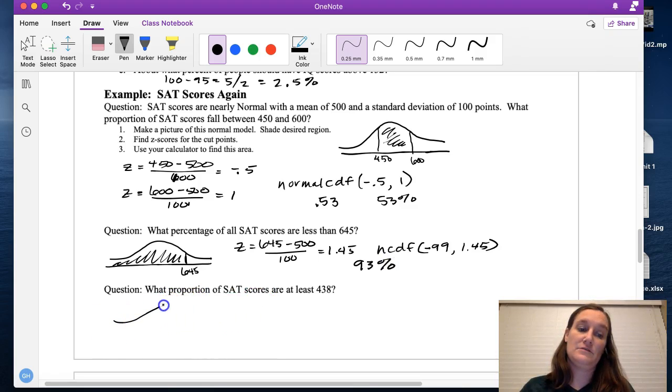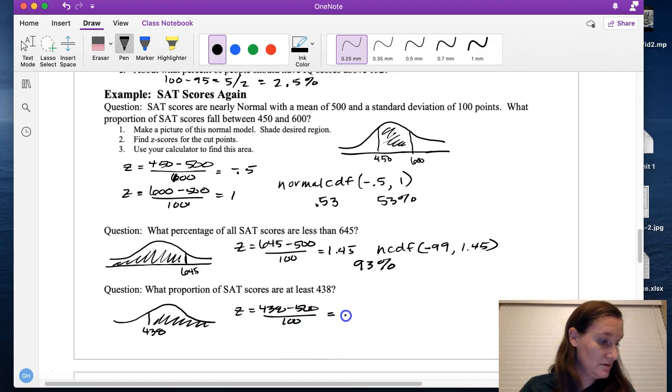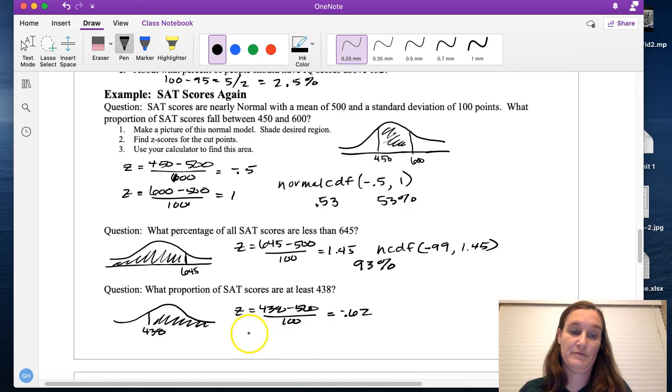And then the last one of these, what proportion are at least 438? At least means 438 or more. So here's what this looks like. Our z-score is 438 minus 500 over 100. That is negative 0.62. Z-score is negative if you're below the mean, positive if you're above the mean.